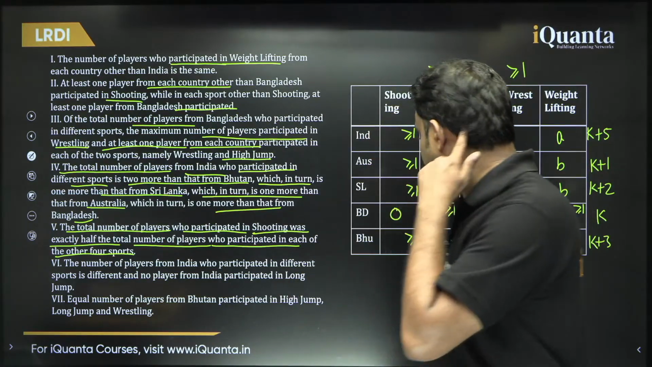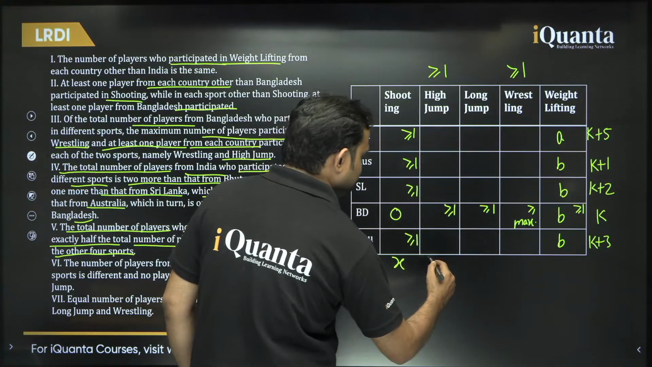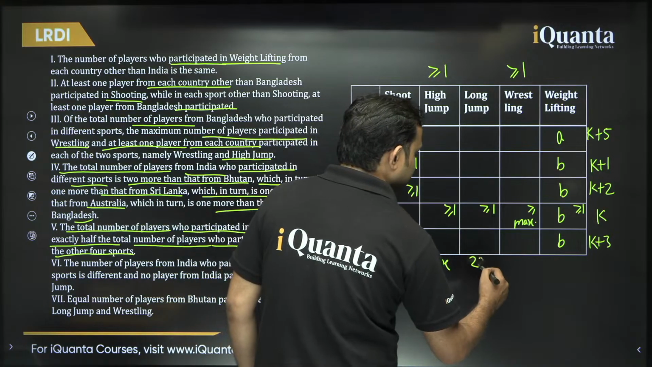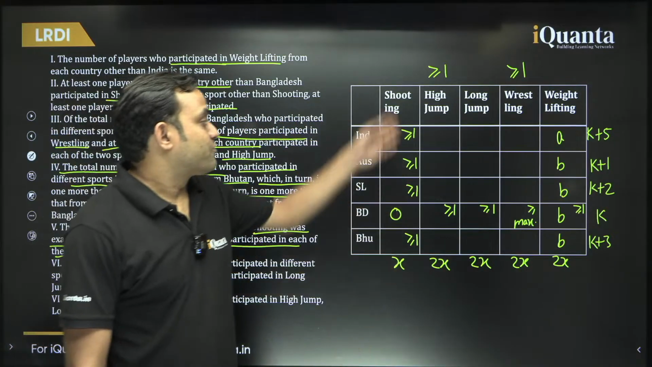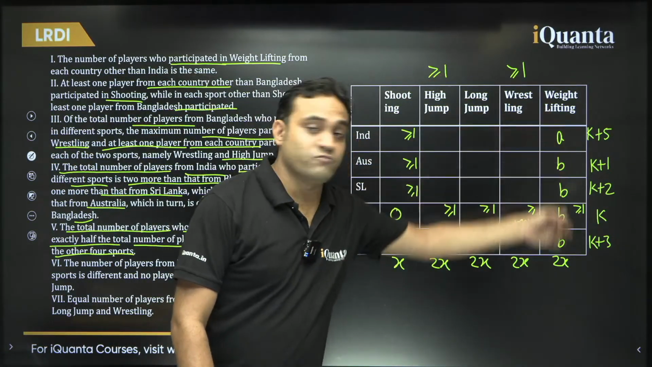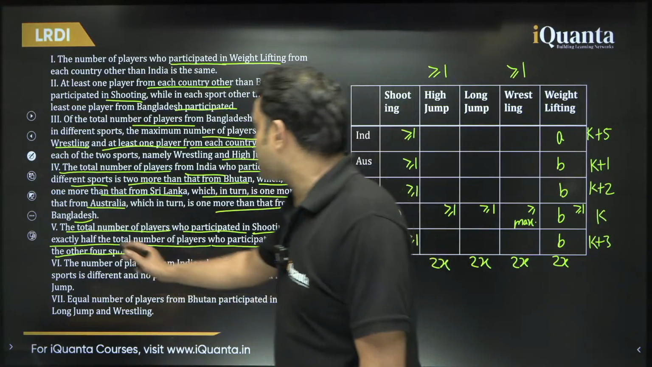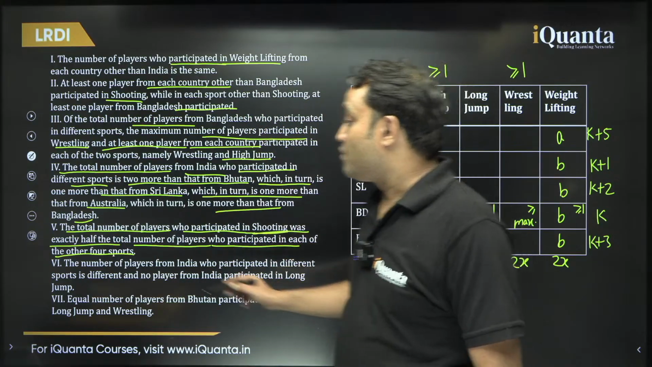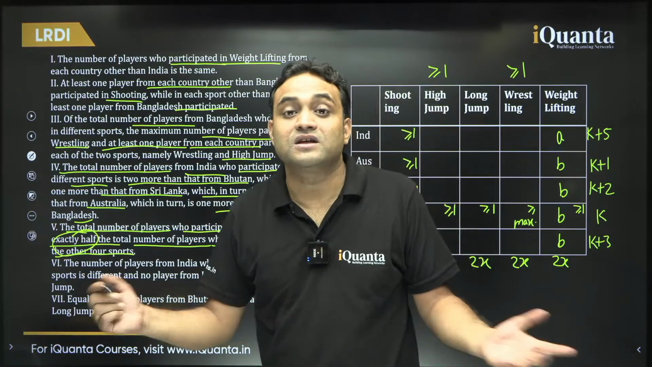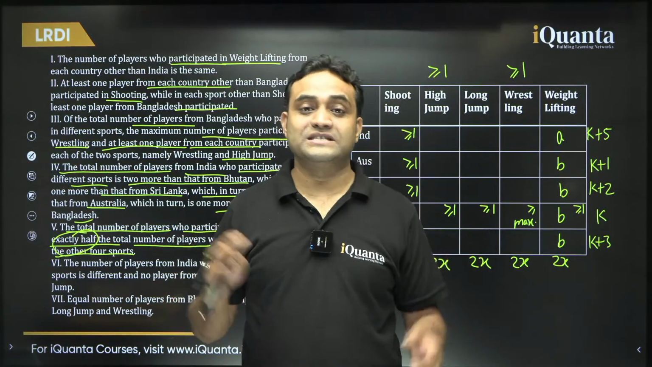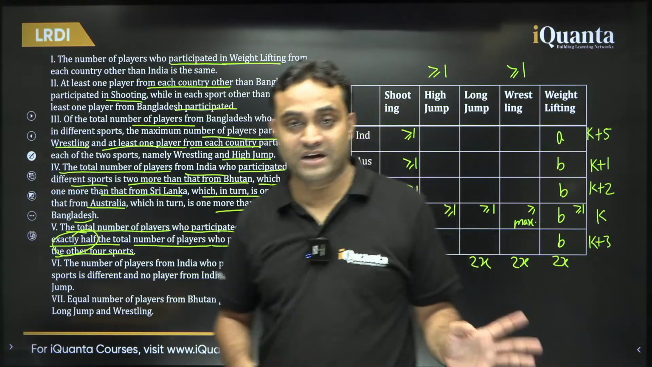Right? Like that. So can I say, if the number of players in shooting is X, the number of players in high jump will be 2X. 2X, 2X, and 2X. These will be the number of players in high jump, long jump, wrestling, and weightlifting. The number of players in shooting is X. Now this line will make sense, right? The total number of players who participated in shooting was exactly half the total number of players who participated in each of the other 4 sports. That means the number of players who participated in each of the other 4 sports are equal. Then only it will be half of the rest of them, right?